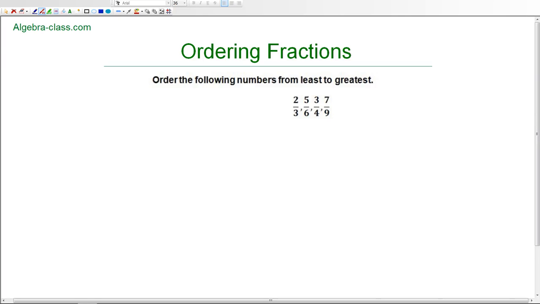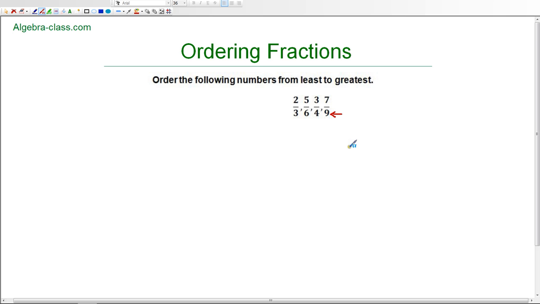In this video, we're going to order fractions from least to greatest. Notice that these fractions, 2/3, 5/6, 3/4, and 7/9, do not have the same denominator. When we order fractions and want to compare them from least to greatest, we need to make sure that they all have the same denominator. We cannot compare fractions unless the denominators are the same.